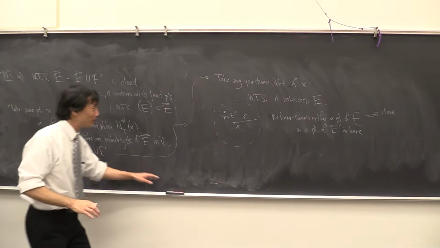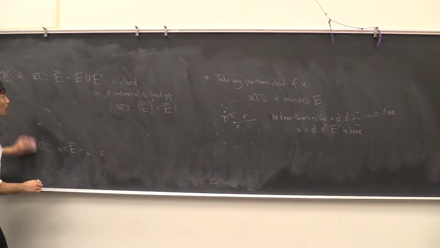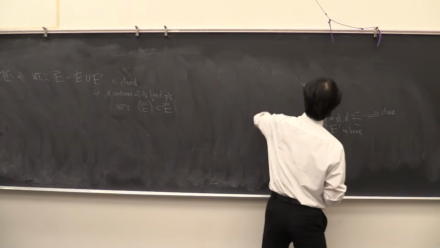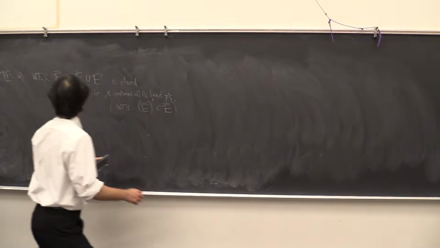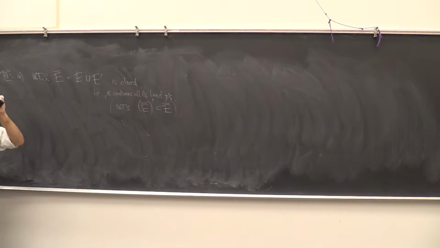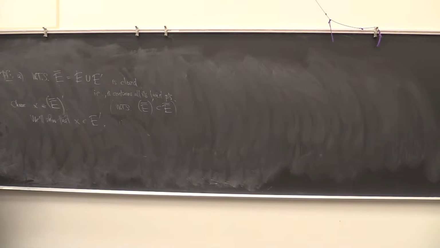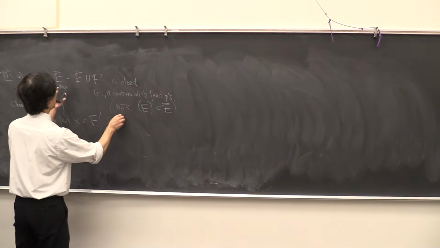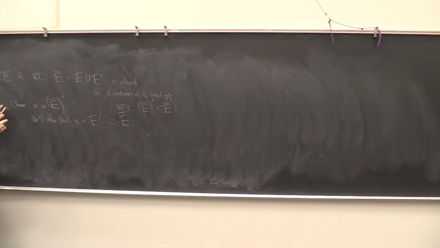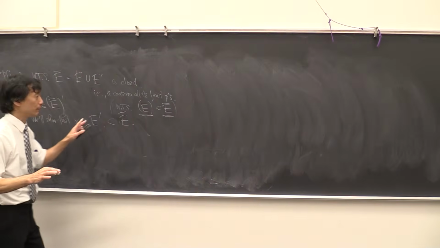Let me start over. I'll sketch it out again. Okay. So, remember what we're trying to do. Half of this is maintaining your sanity. Okay. So, we're trying to show that this set is closed, right? In other words, that it contains all its limit points. Okay. So choose a limit point. Choose x in E bar prime. We'll show that this x is actually contained in E prime. And being in E prime means that it's in E bar. Okay. Right. So that's the goal, right? Because we're trying to show that this thing is contained in that thing.